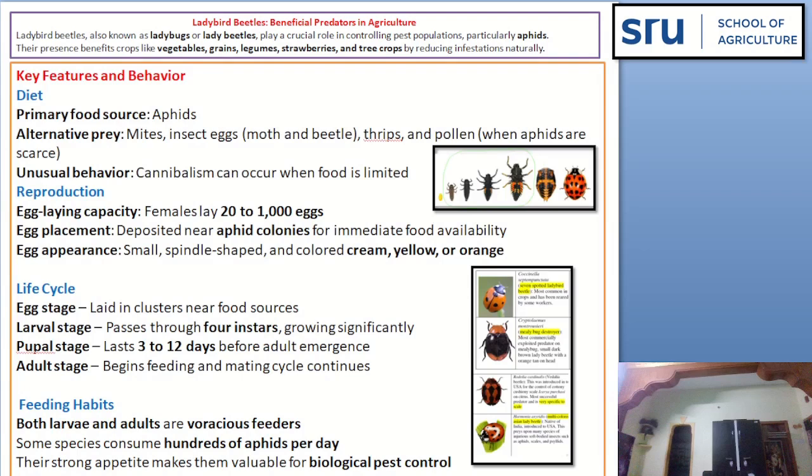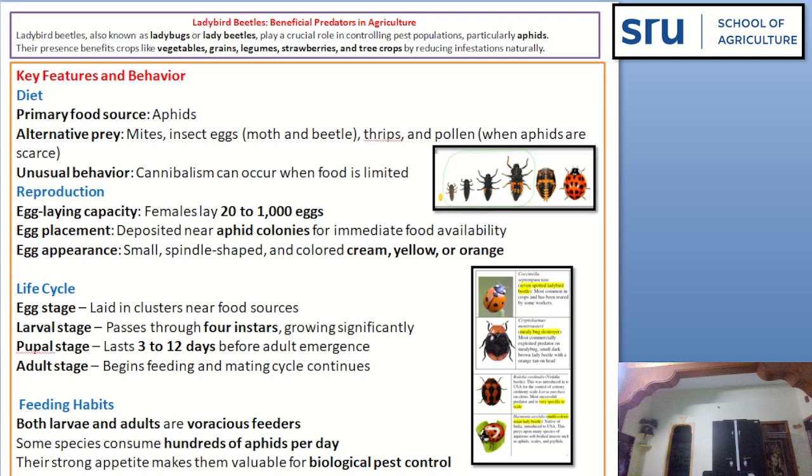Let's see a little more about ladybird beetle. Ladybird beetles are also known as ladybugs or lady beetles. These beetles play a crucial role in controlling pest populations, particularly aphids. These beetles' presence benefits crops like vegetables, grains, legumes, strawberry, and tree crops by reducing infestation naturally.